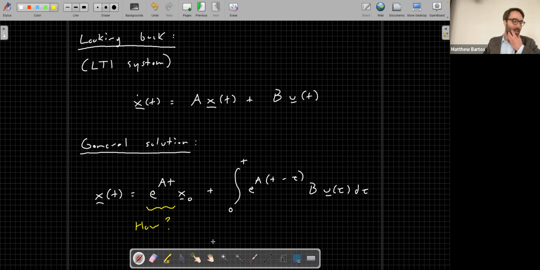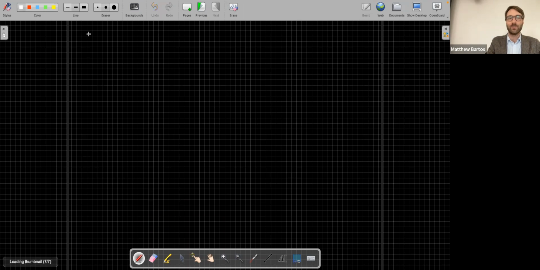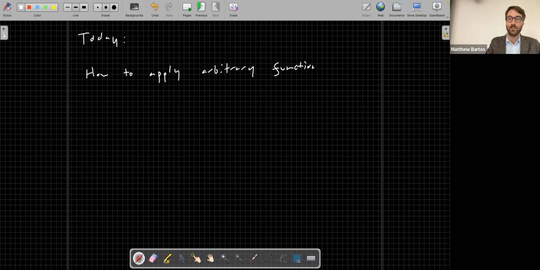In class today, we're going to talk about how we can apply arbitrary functions, analytic functions, to a matrix. And in particular, we're going to take a look at the matrix exponential, which is going to give us the solution to our LTI state space system. Okay, so today I'm going to show you how you can apply arbitrary functions. They can be any continuous analytic function.